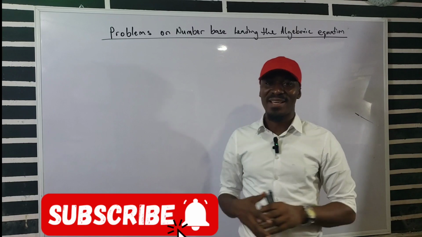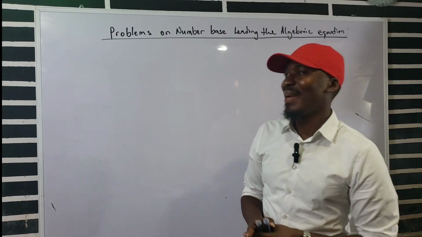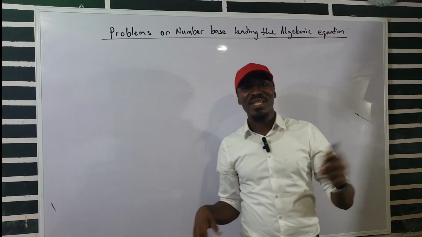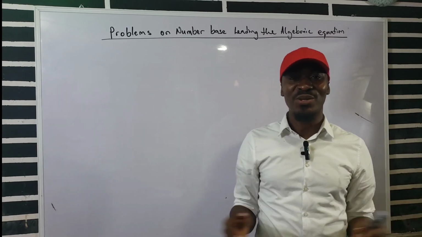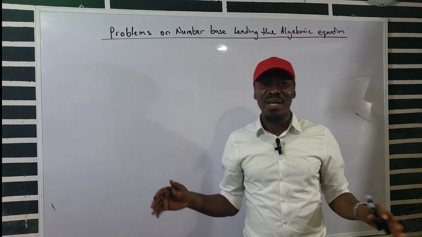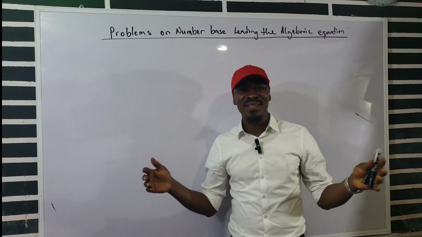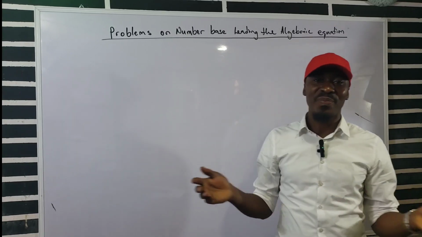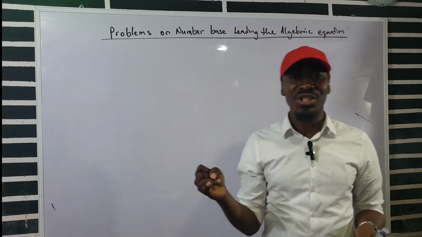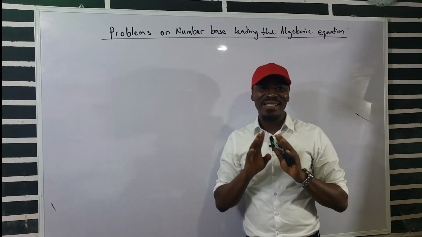So this is the last segment of problems in number base. Okay, we have done a lot, starting from conversion to arithmetic operation. Of course, conversion took us a whole lot of time because we were looking at whole number conversion from different bases to other bases, and decimal numbers. Then we moved to arithmetic operation. We did addition, subtraction, multiplication, and lastly, division.